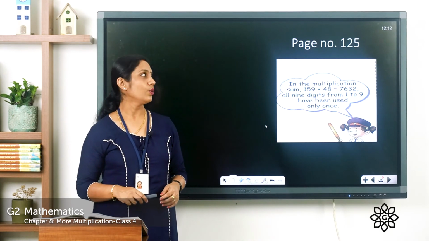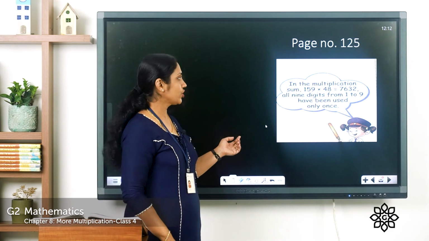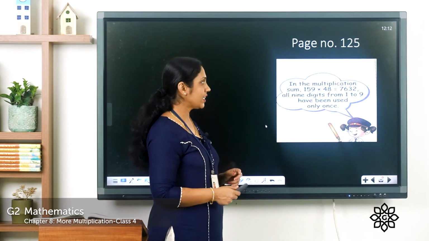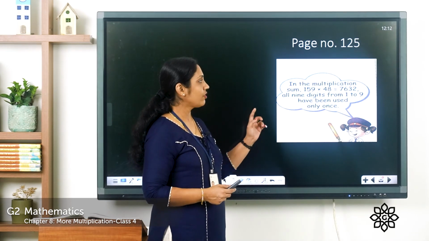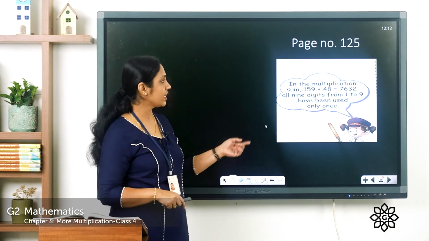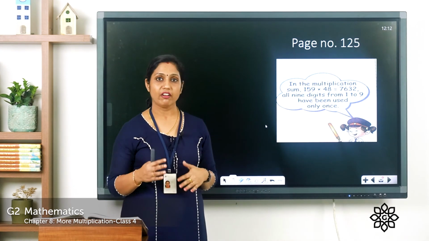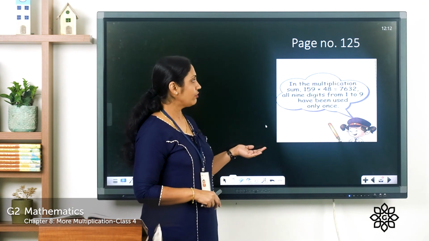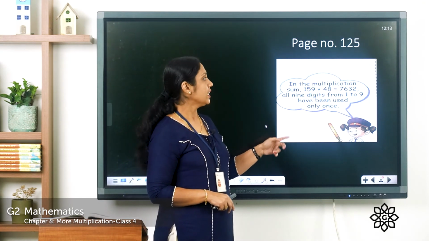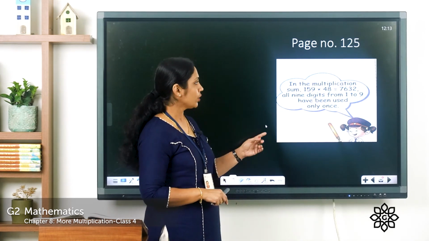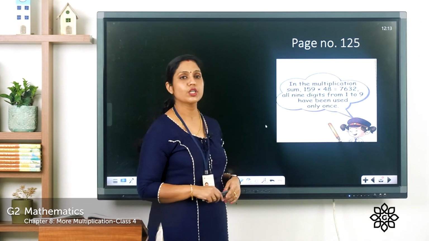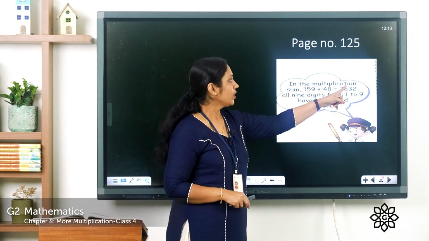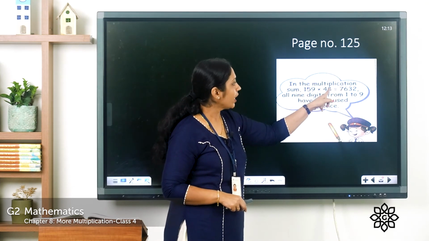Let's continue with page number 125. You can see here in the multiplication sum, 159 into 48 is equal to 7,632. All 9 digits from 1 to 9 have been used only once. So here you can see it's a 3-digit number and a 2-digit number. We haven't learned the multiplication of a 3-digit number into a 2-digit number, but you can see that they have given the answer here. 159 into 48 is equal to 7,632. So here the digits 1 to 9 have been used only once. You can see all the numbers from 1 to 9 have been used in this number. See, 1, 2, 3, 4, 5, 6, 7, 8, 9.